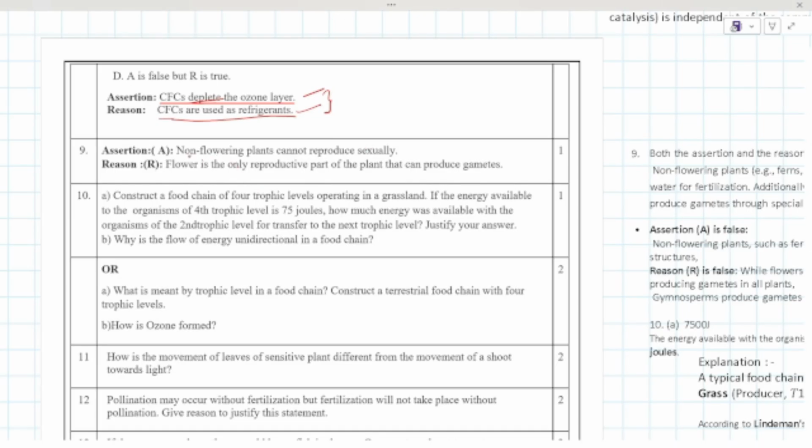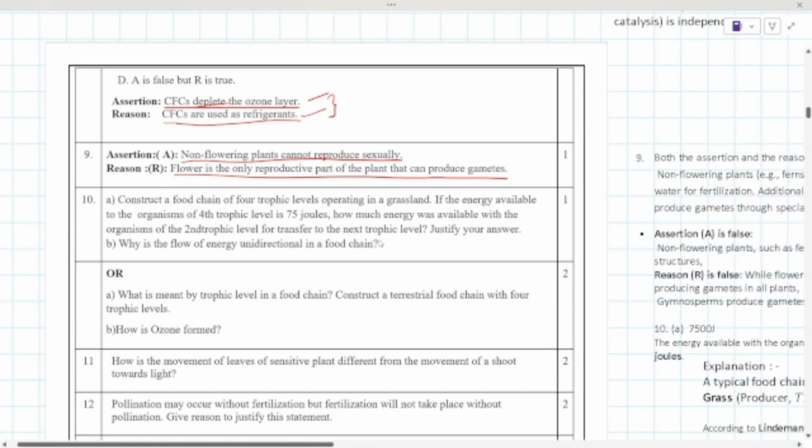Number nine. Non-flowering plants cannot reproduce. And the reason is: flower is the only reproductive part of the plant that can produce gametes. Which one will be correct? Are both true or false? I think both are false.